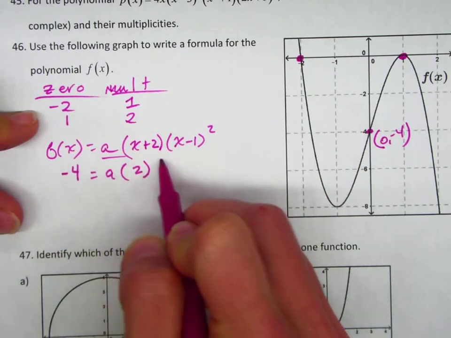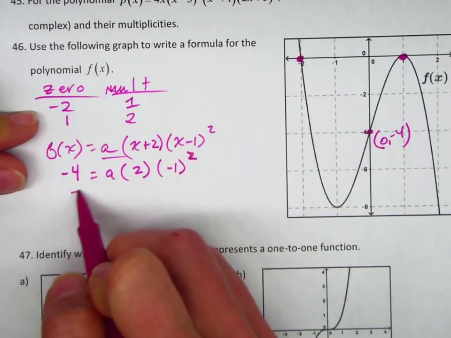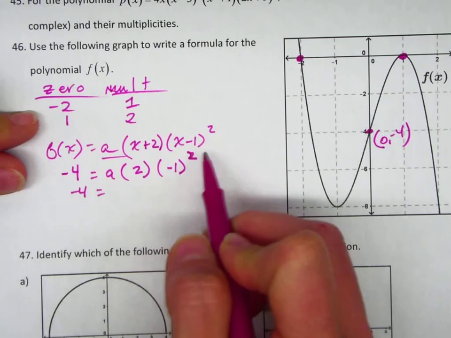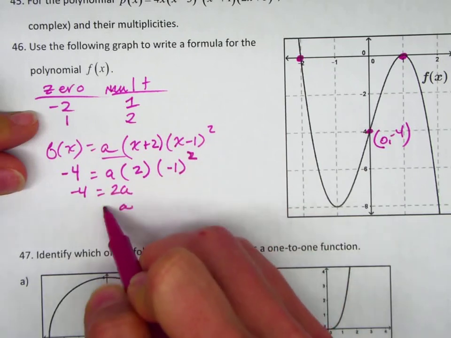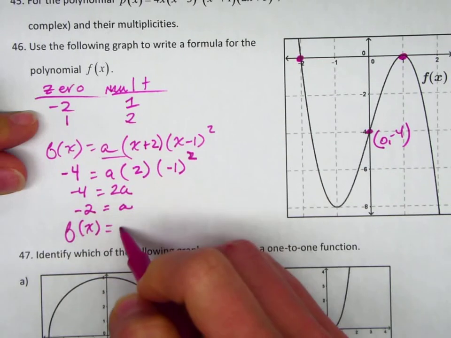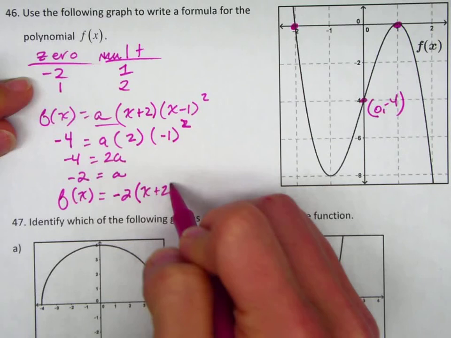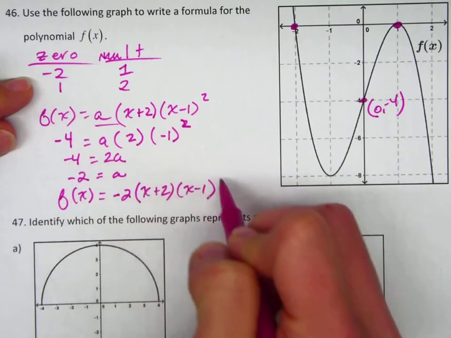So this becomes 2. This becomes negative 1 squared. So then we get negative 4 equals, well, negative 1 squared is just positive 1. That's 2a. So a is negative 2. So then the function equals negative 2 times x plus 2 times the quantity x minus 1 squared.